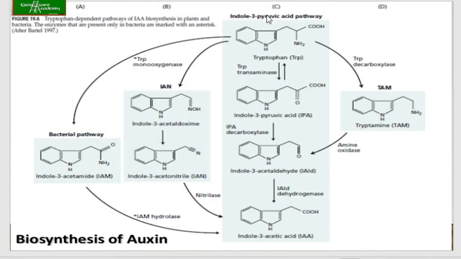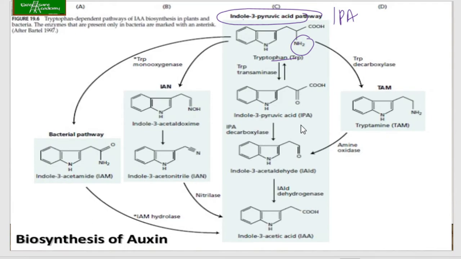The first one is your IPA pathway, that is your indole 3-pyruvic acid pathway. This is the most important pathway. So we have the tryptophan. Then remember, tryptophan transaminase: your amino group is changed over here to the keto group. So that becomes indole 3-pyruvic acid.